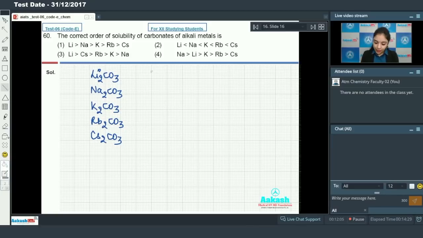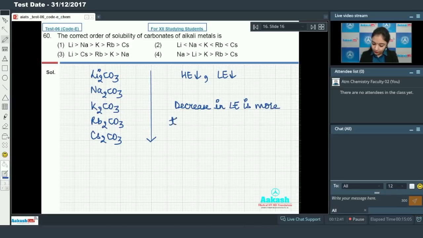So what happens is that as we move down the group, hydration energy decreases due to the increase in size and lattice energy also decreases due to the increase in size. But what happens here, the decrease in lattice energy is more than the decrease in hydration energy.